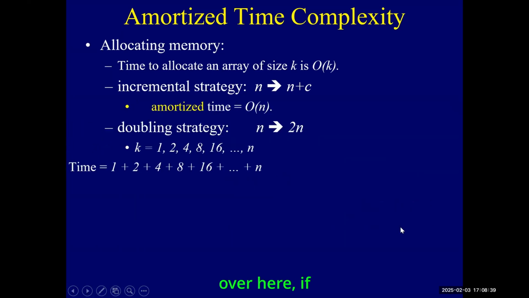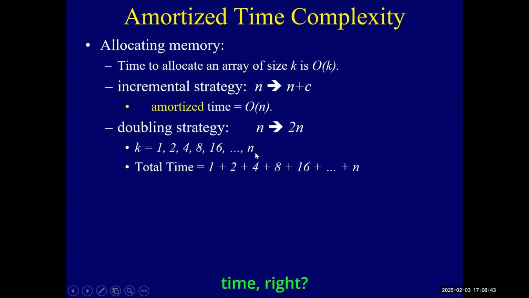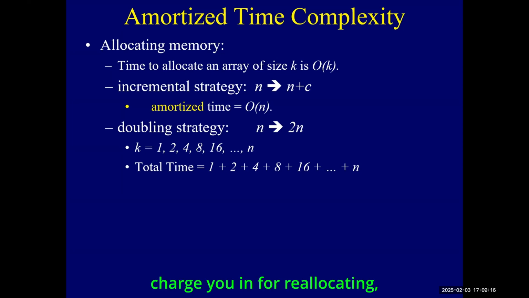Now, if we go over here, if I double every time, right? Start with 1, and I double it, and I double it, and I double it. How many times do I have to double? Log n times, right? Log n is small. So I only have to reallocate space log n times. That's the difference. Before we were allocating space order n times, and now we're only doing it order log n times, right? Now, let's say I still charge you n for reallocating. Then the total running time is n log n, right? Log n reallocations, n time per, that's n log n time. So then we divide by n because I'm amortizing, right?